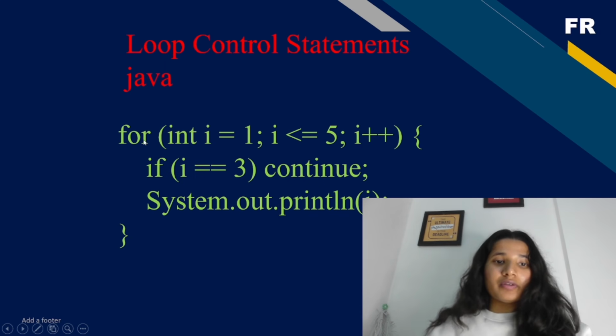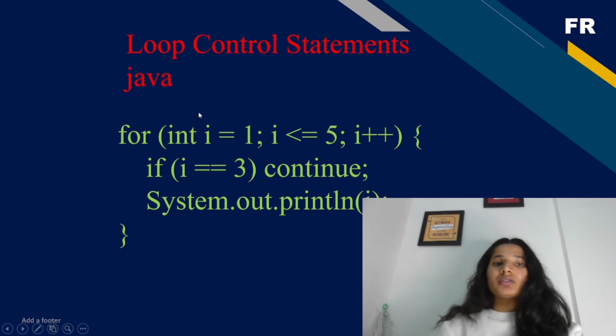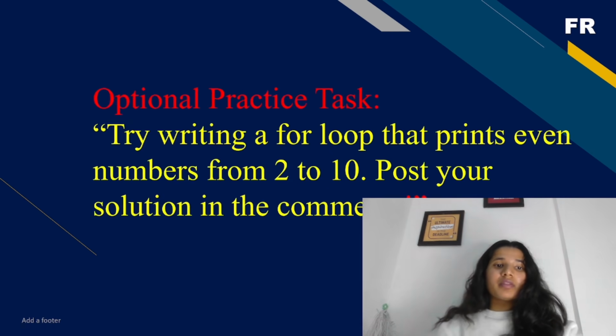I'll explain one by one. For initialize i equal to 1, i less than or equal to 5, i plus plus. If i equals 3, continue. Continue means it will be skipped. So System.out.println(i). This is a loop control statement in Java.